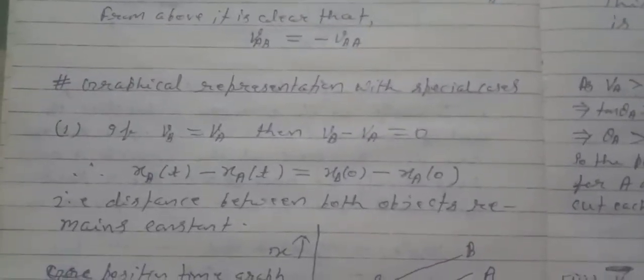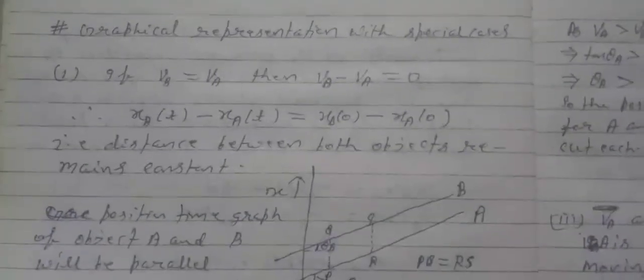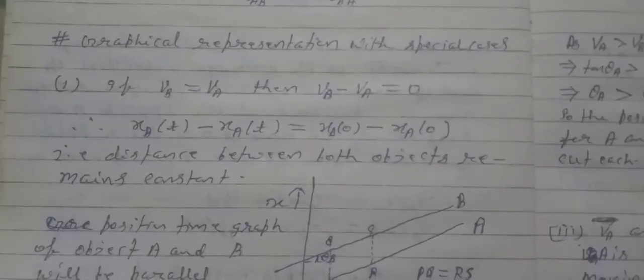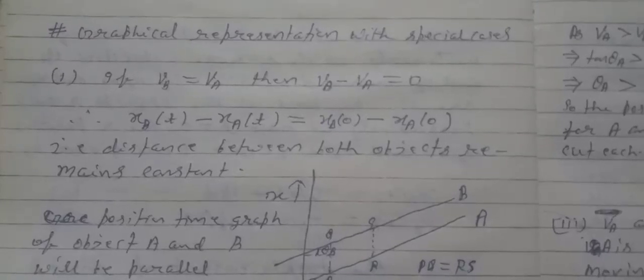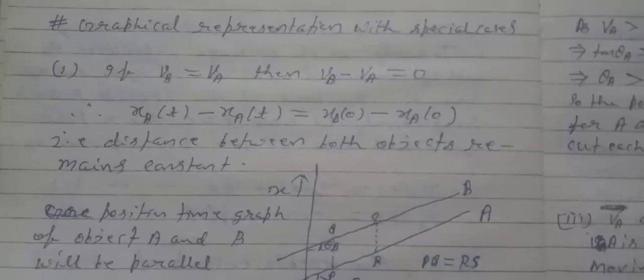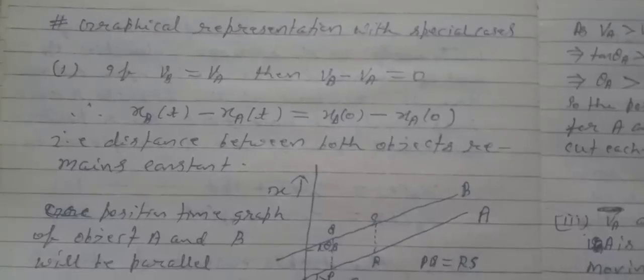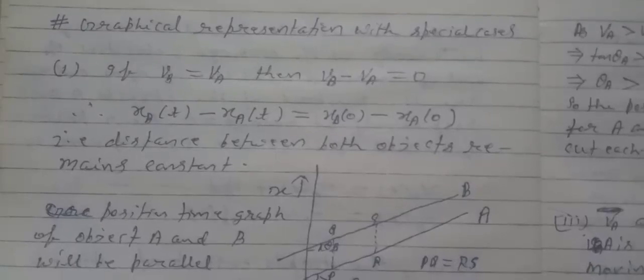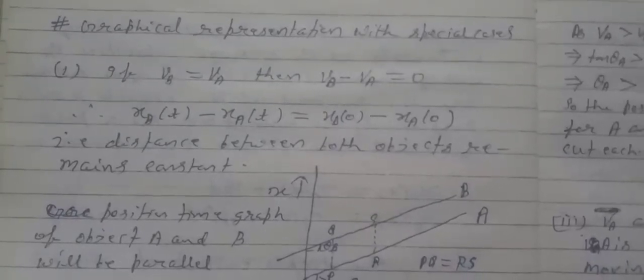Graphical representation with special cases. If VB equals VA, then VB minus VA equals 0. Hence, XBT minus XAT equals XB0 minus XA0. This means that the distance between the objects remains constant, that is, with respect to time, the distance between two objects A and B is not changing if both have the same velocity.